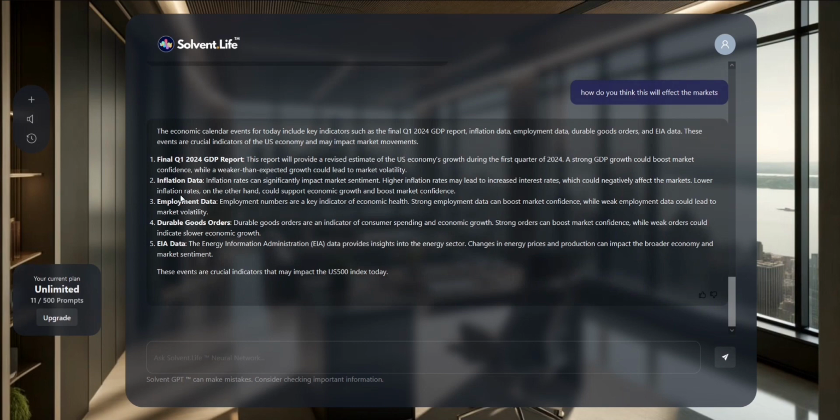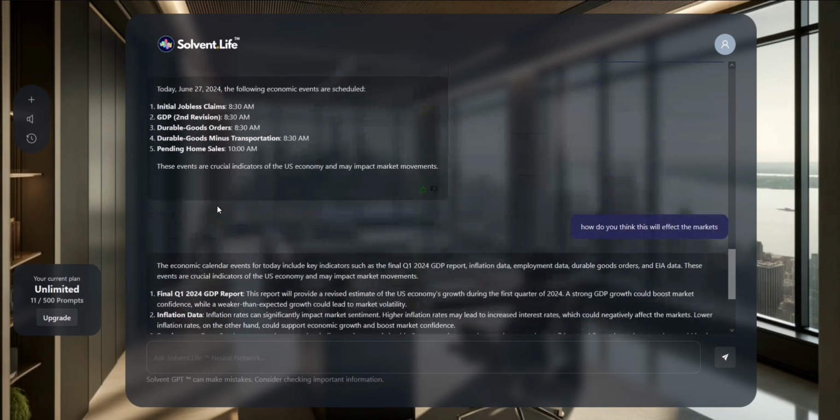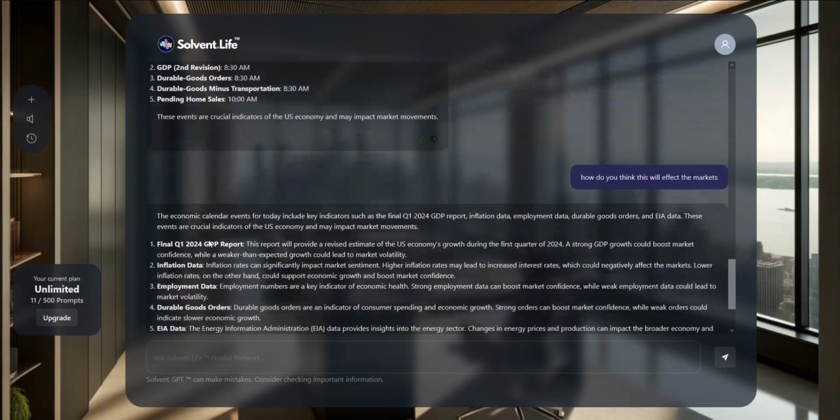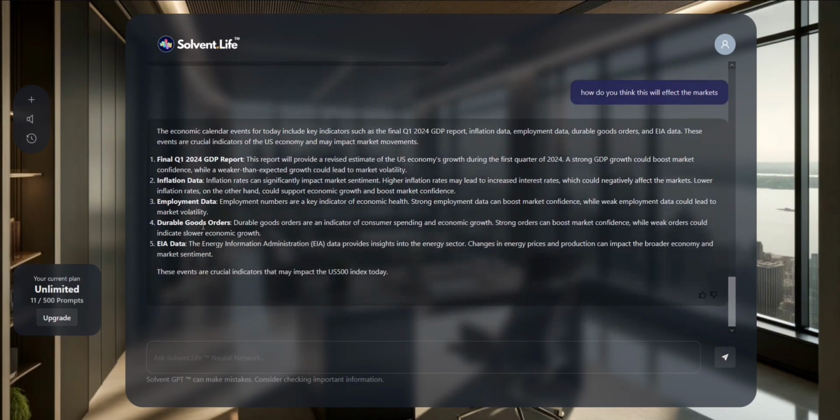In this case, it's giving me a bit more of an in-depth answer. The recent reports revised an estimate of the US economy, blah, blah, blah. It could show a boost of market confidence, while weaker than expected growth could lead to market volatility. So it's showing me exactly how these specific things today are going to impact the market. Based off of this, we can get an understanding of where we think the market is going to go and a general consensus. But what I want to learn is where it's forecasted to go.